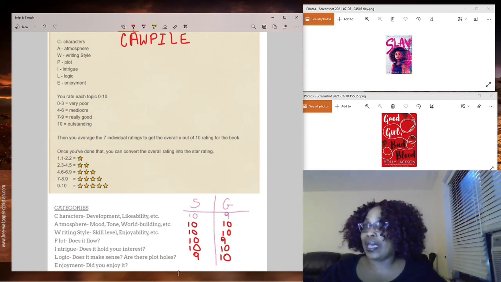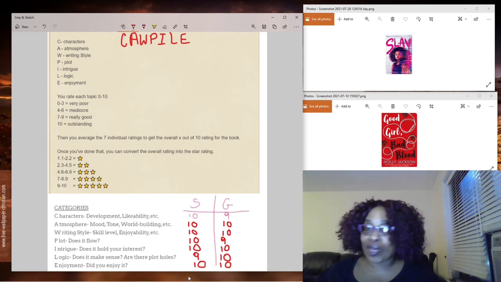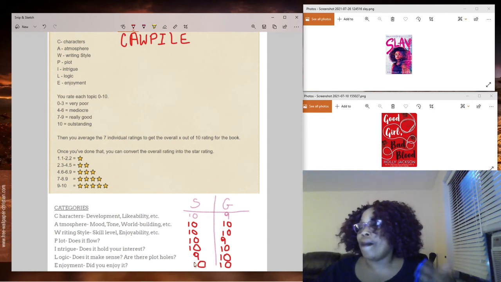And at the end, did I enjoy both of these books? Like, hell yeah. Slay is like my number 1 book now. I mean, all the feels in this book. That's why I was mad that I had to give this a 9 right here. But it is what it is.